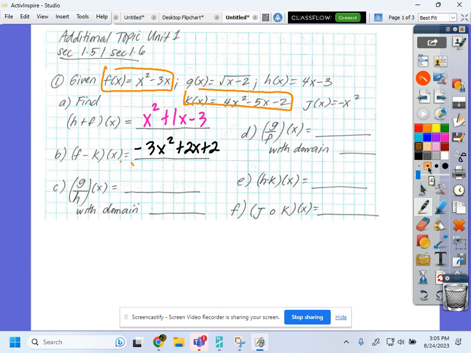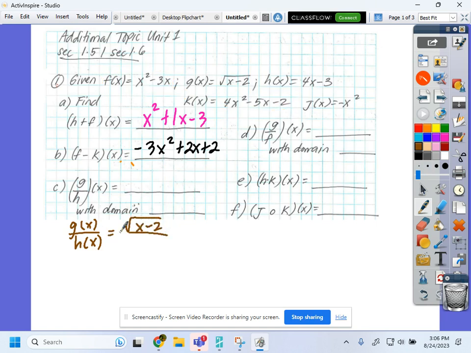This is the divide quotient. You're going to divide it. g over h. g of x over h of x. The g of x is the square root of x minus 2 over what's h of x? H of x is 4x minus 3. Okay, that's the answer, but you have to include the restriction, the domain.